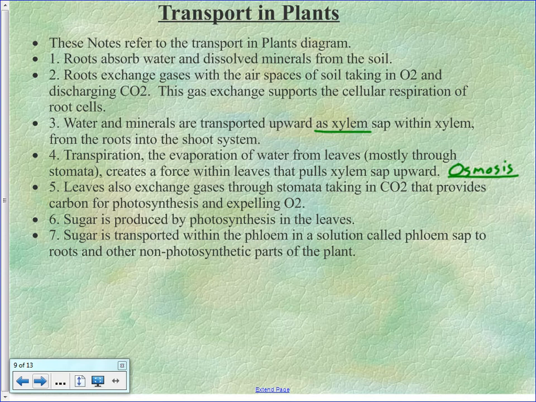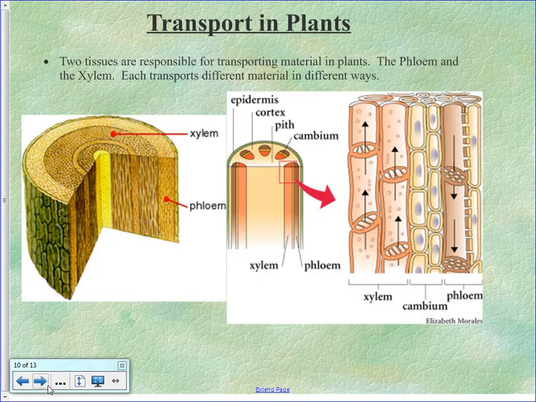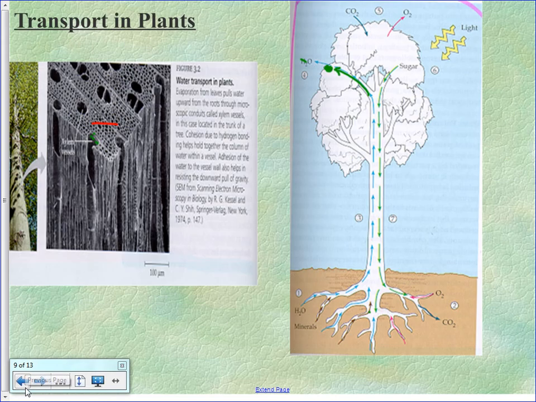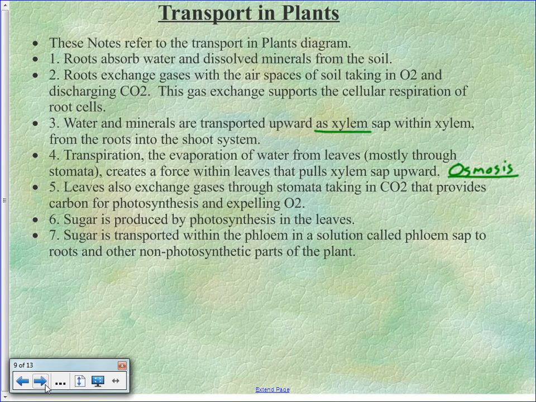Leaves exchange gases. So during photosynthesis, carbon dioxide is absorbed, oxygen is produced. So that's what's going on in number 5. Number 6 is showing the sap or the sugar being produced here. And number 7 is showing it traveling down the tree in what we call the phloem. So there's 2 sets of tubes, the xylem and the phloem. The xylem transports the water, the phloem transports the sugar.